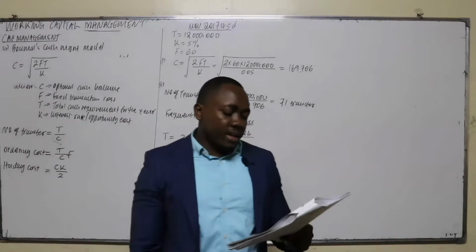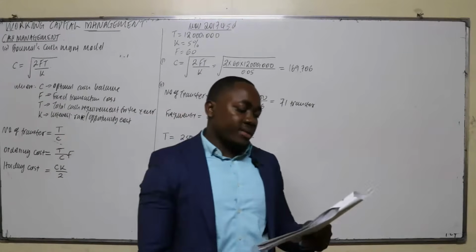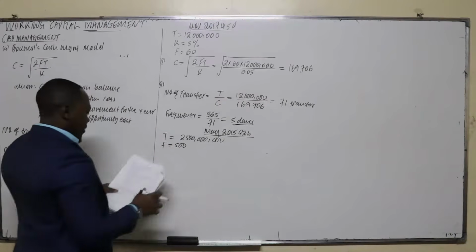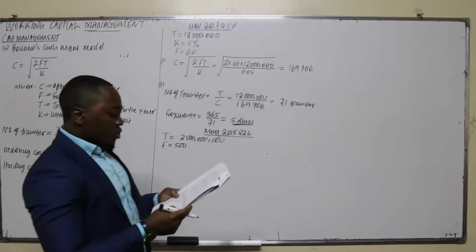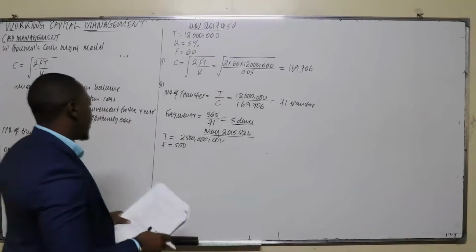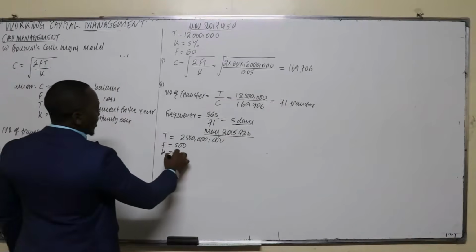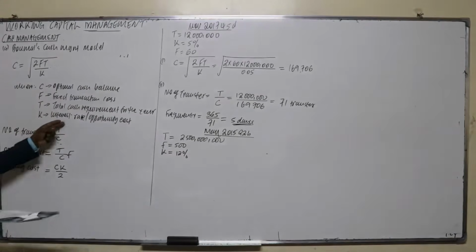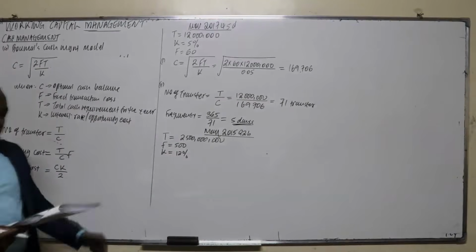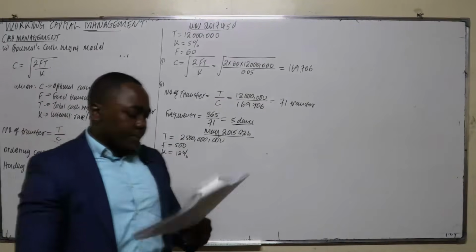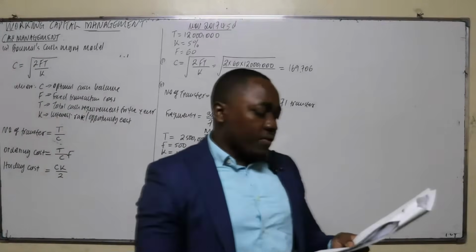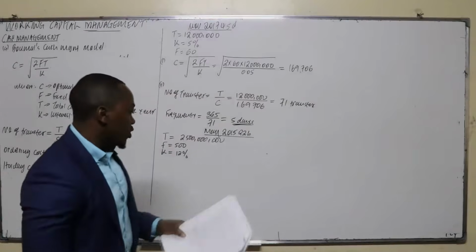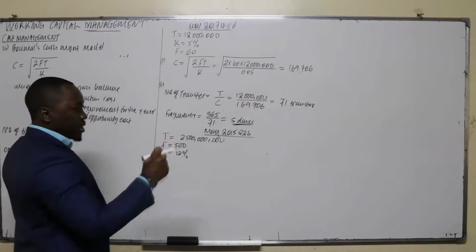The fixed cost of selling the security to raise cash per transaction is 500. That's F. The fixed transaction cost is 500. The opportunity cost of holding the cash is 12%. So that's K. K is 12%. Yeah, you see that K is the interest rate or the opportunity cost, which is 12%. Required: using the Baumol's model of cash management, determine, number one, the optimal cash balance the company should hold. How much would it hold every time?